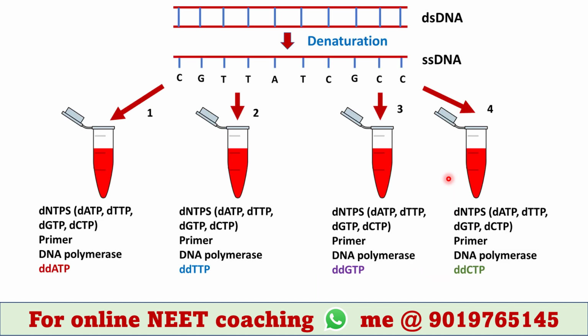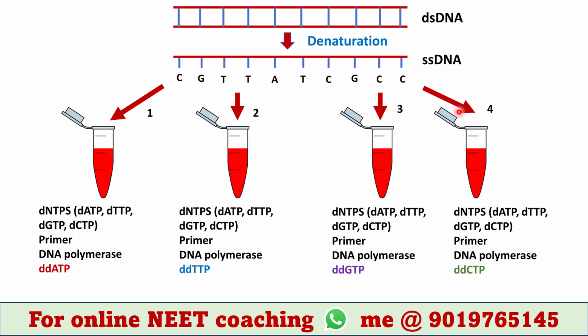Let's talk about the method of DNA sequencing now. Any DNA that is double-stranded, first we need to denature this DNA to make it single-stranded. The single-stranded DNA then needs to be divided into 4 tubes named 1, 2, 3 and 4.